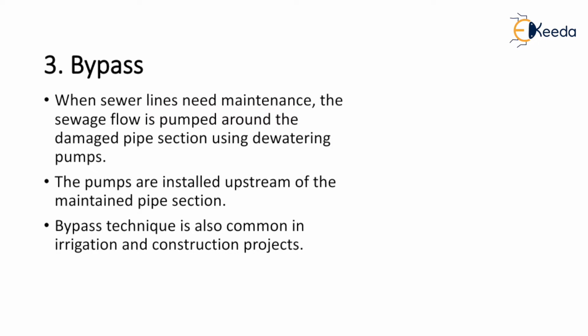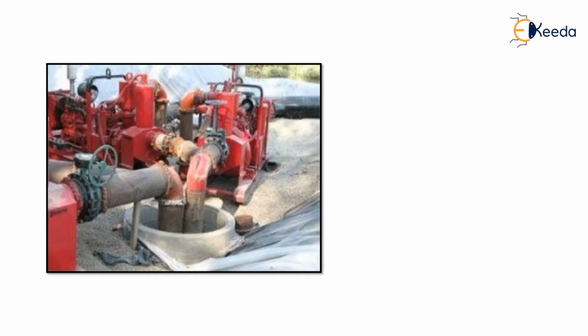Third, bypass. Here, when the sewer lines need maintenance, the sewage flow is pumped around the damaged pipe section using dewatering pumps. We have already seen that the well point and the deep well need submersible pumps, while the bypass and the flood control need dewatering pumps. These pumps are installed upstream of the maintained pipe section, and this technique is mostly used for irrigation and construction projects. So this is the bypass dewatering technique.